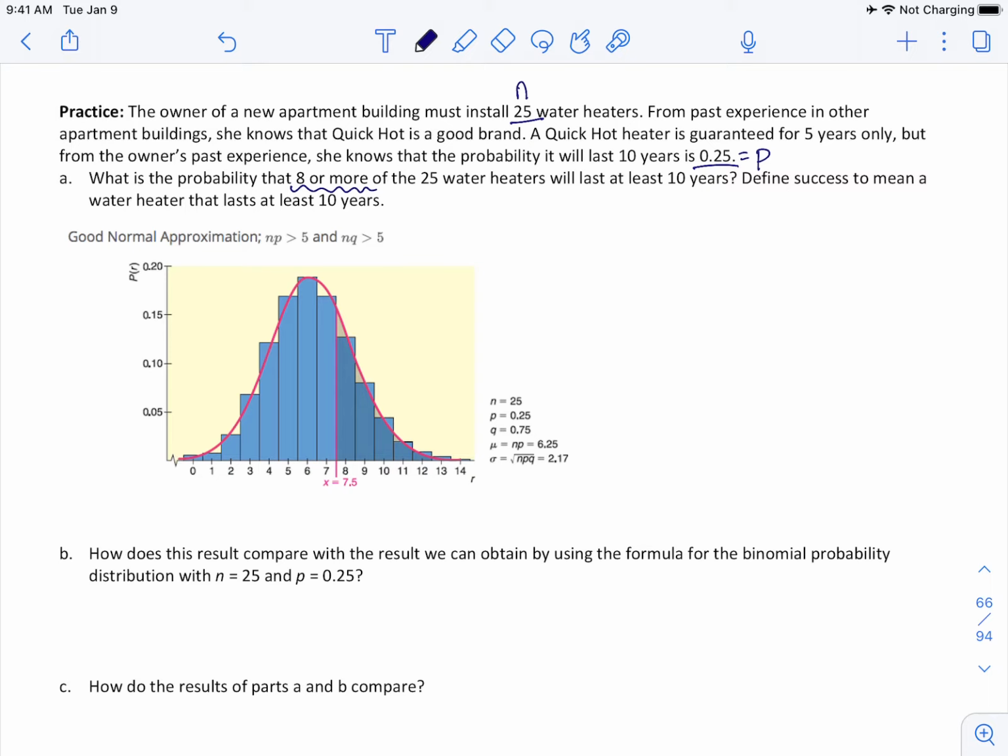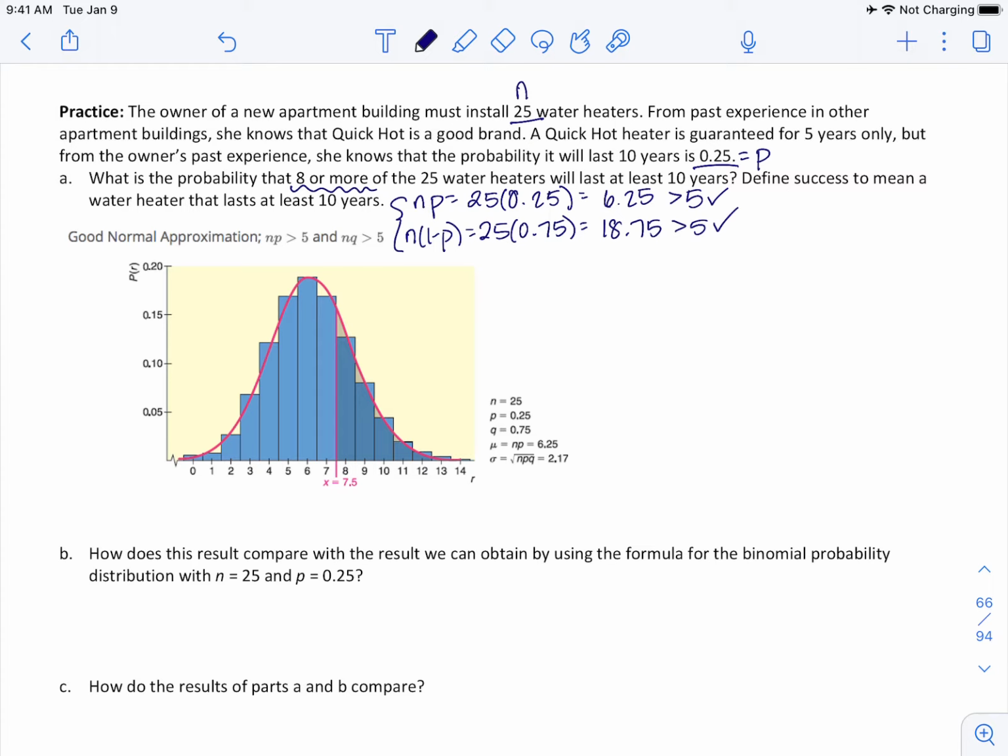Okay, so for a good normal approximation, N times P has to be greater than 5, and N times Q has to be greater than 5. So let's check this out first. Our N times P is 25 times 0.25, which is 6.25, which is greater than 5. Then we have to check N times our Q, which is 1 minus P, so this is 25 times 0.75, which gives us 18.75, which is also greater than 5. So we can use the normal approximation.